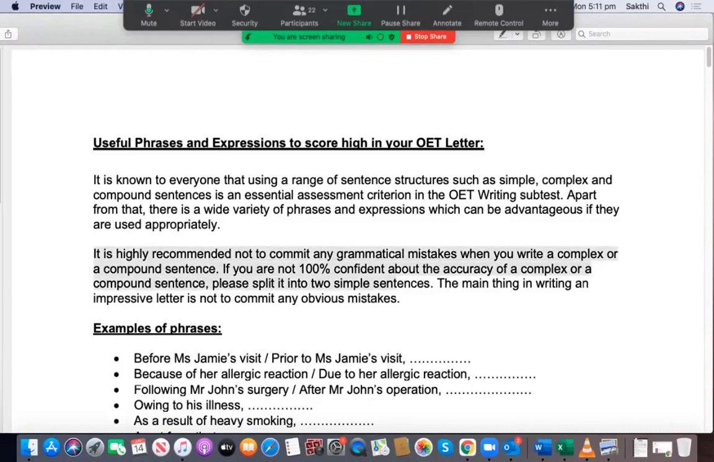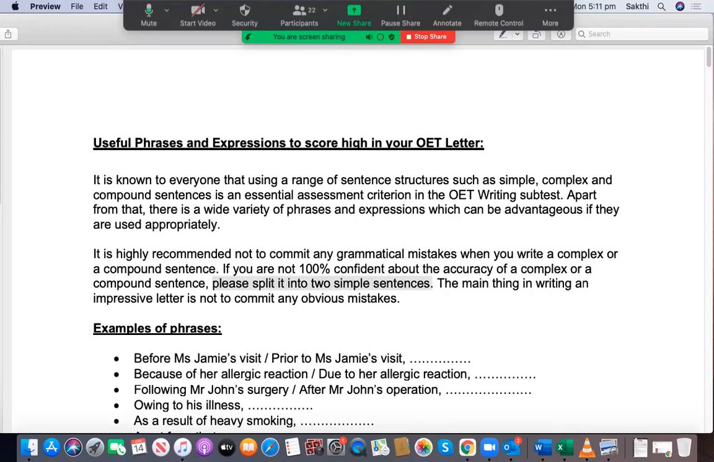It is highly recommended not to commit any grammatical mistakes when you write a complex or a compound sentence. All right. If you're not 100% confident about the accuracy of the complex or the compound sentence, please split that longer sentence into two simple sentences. It is still acceptable. Okay. If you're unable to write the complex or the compound sentence, it is okay to split it.